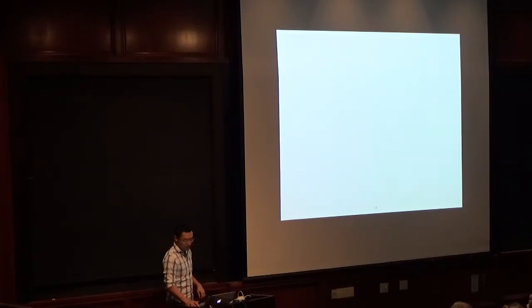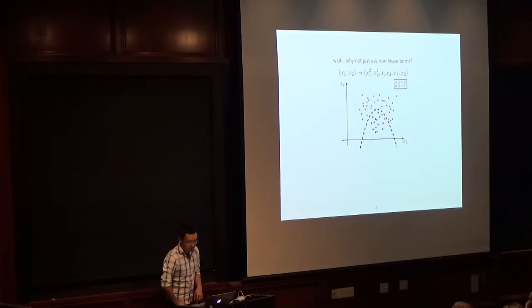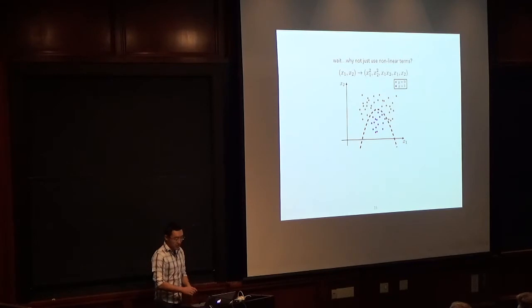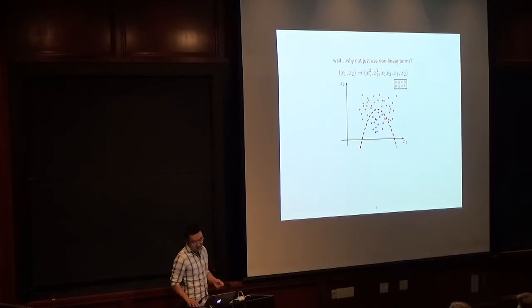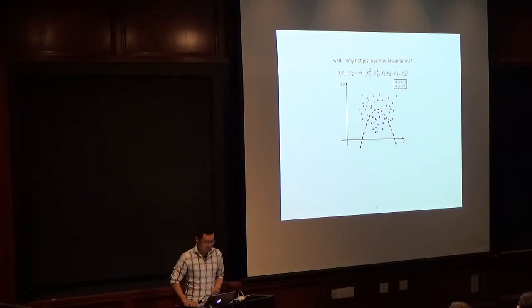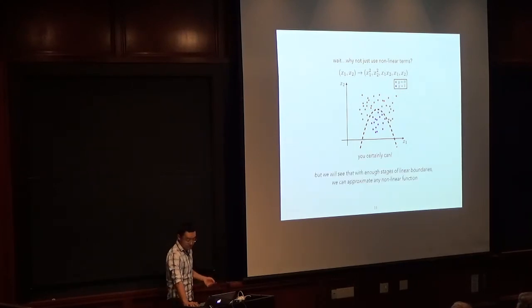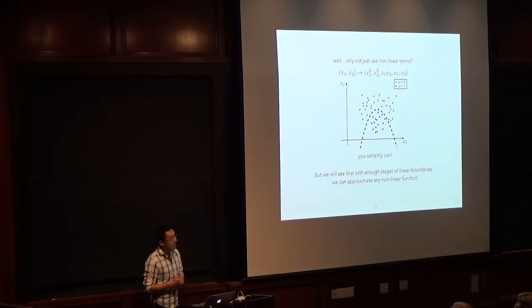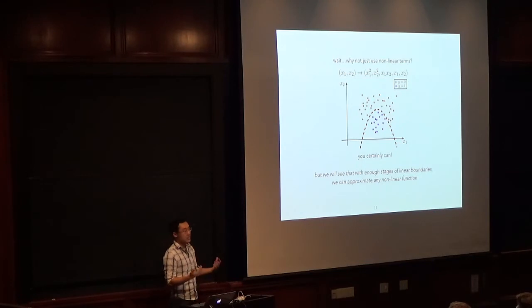Okay. So, one question one might ask is, why not just do this feature lifting? We re-parameterize our representation into, in this simple case, a 5-dimensional space, where a linear function in this 5-dimensional space corresponds to a quadratic function in the original space. Well, you can, but it turns out that this is a paradigm that is difficult to scale up.